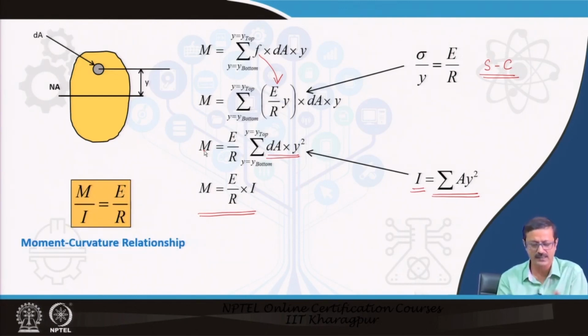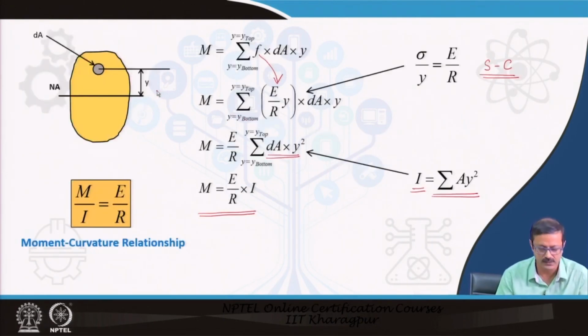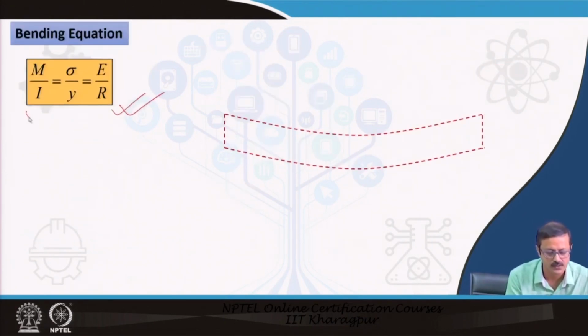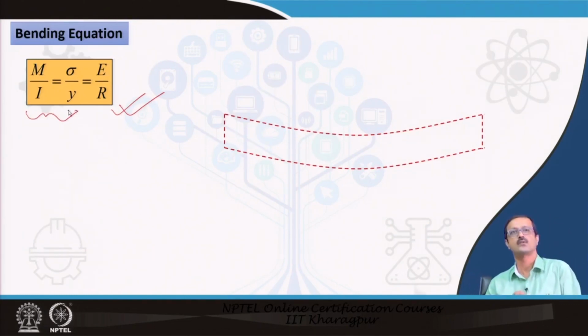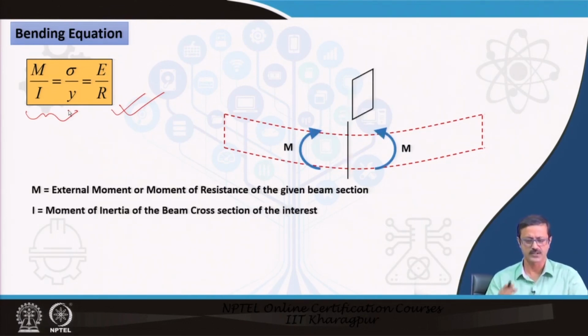Now, I will rearrange this: M by I equal to E by R. The external moment created by the external loading, divided by the sectional property I, is equal to E by the radius of curvature. So, the final bending equation comes like this. This is very important, and the first part of this equation is also very important, because we require this equation everywhere in our structural engineering to find out the stress, to design the beams and all.